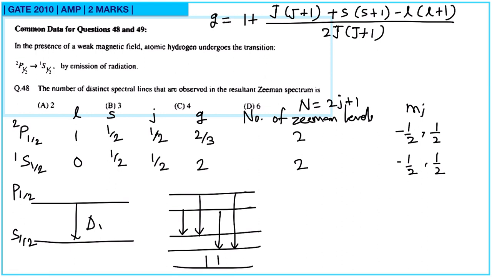And this will be pi transitions, this will be sigma transitions, like that. So if delta mj is equal to plus minus 1, then that is sigma transition, that will be sigma line, and otherwise it will be pi line. So this D1 line splits into 4. So here option C is correct. And if it was given P3 by 2 to S1 by 2, then that would have been D2 line and it splits into 6 lines. Here answer is 4.